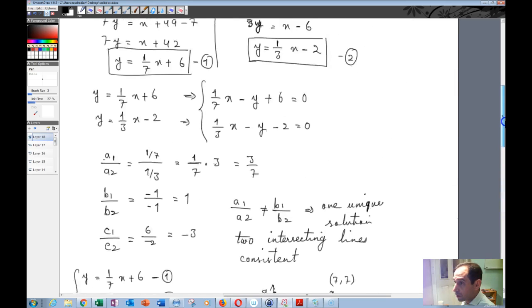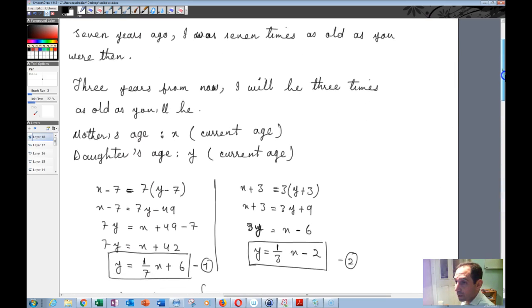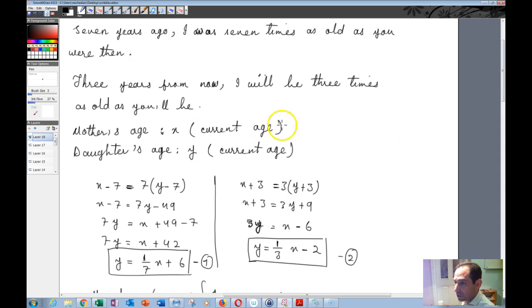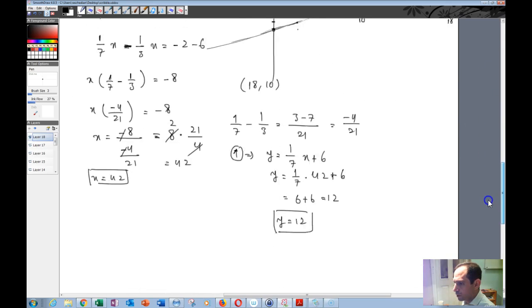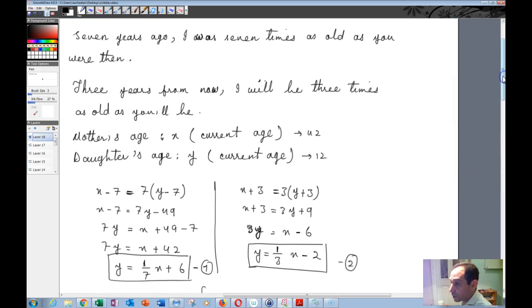Okay, so x is equal to 42, and y is equal to 12, if I'm not mistaken. Yes. And so what that means is that, now let's check the answers here. It says that 3 years from now I'll be 3 times as old as you will be. So 3 years from now, the mother is going to be 45 and the daughter is going to be 15, and 3 times 15 is equal to 45. This is okay.